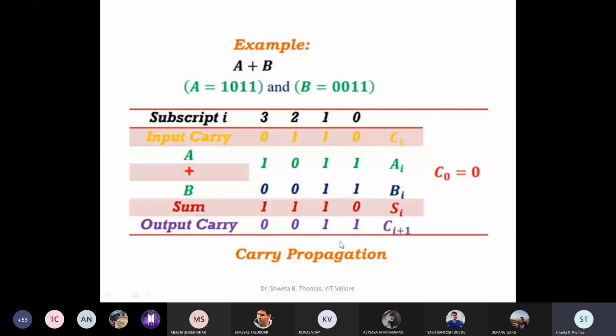This is also known as carry propagation. Why are we calling it carry propagation? Can you tell me, students? We're moving the carry, ma'am. Yeah, very good. We are moving the carry.